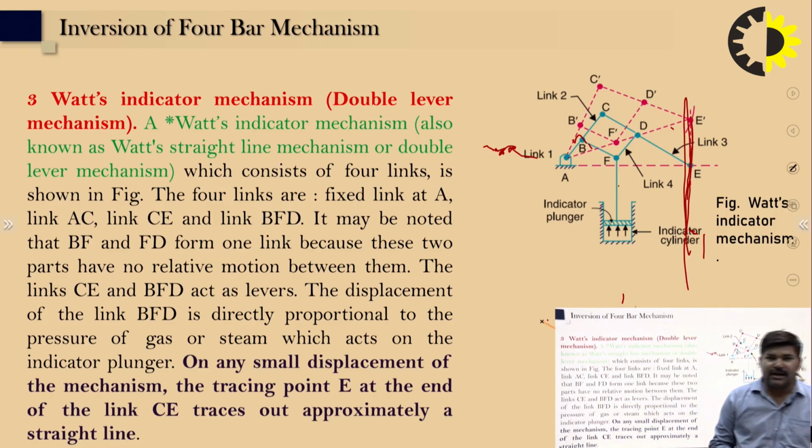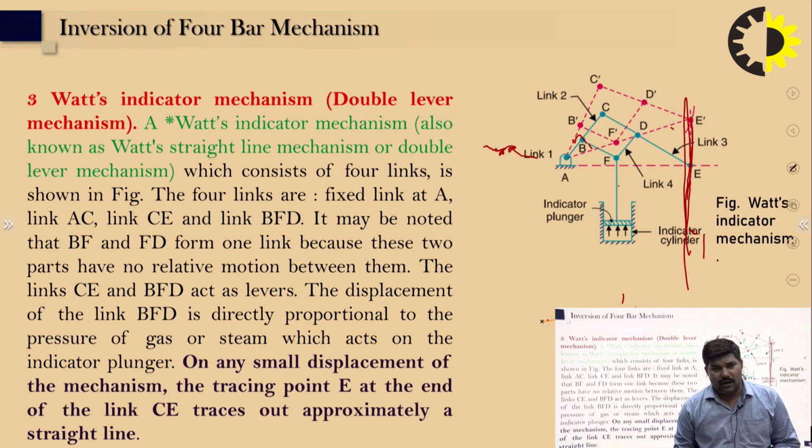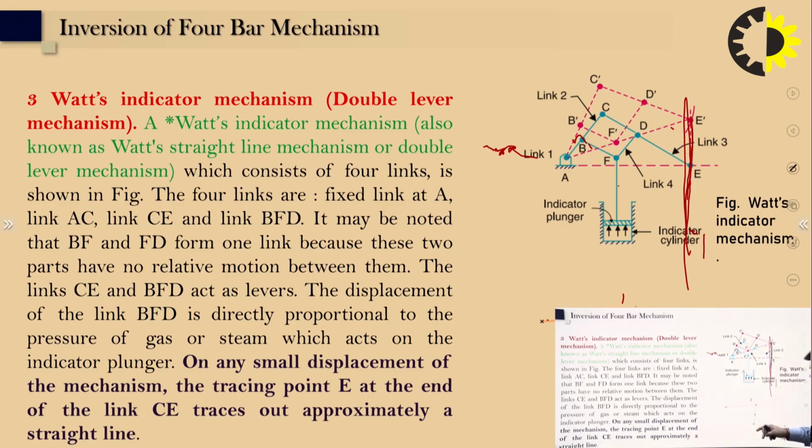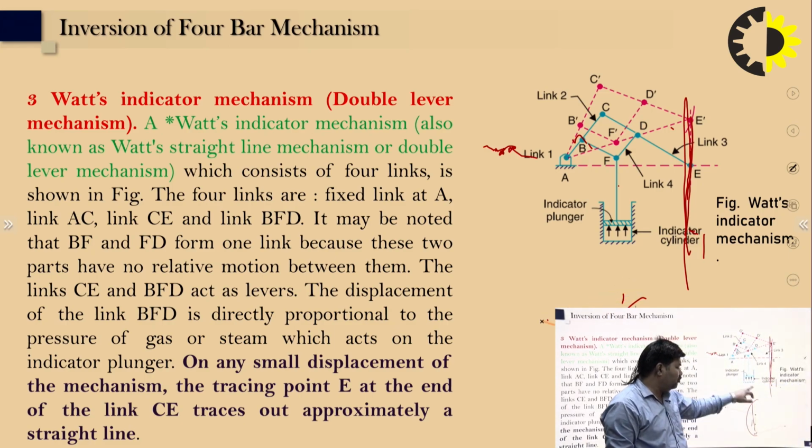So Watt's indicator mechanism is used to draw or create a straight line. You can see here in this figure the straight line, and the movement. So it is fixed here and moves like this, and so it generates the straight line.